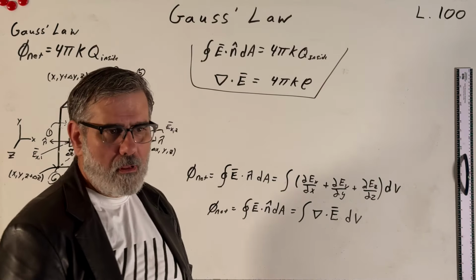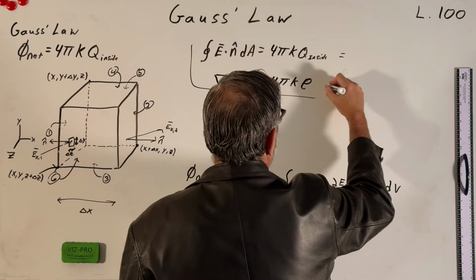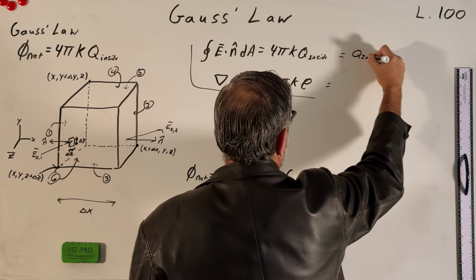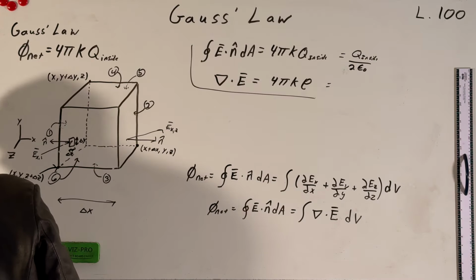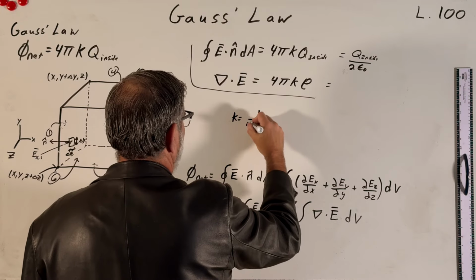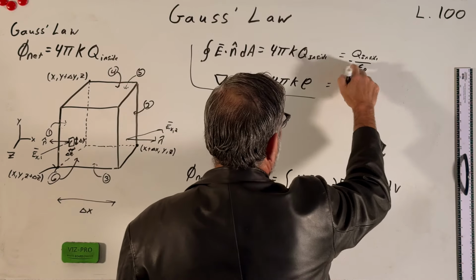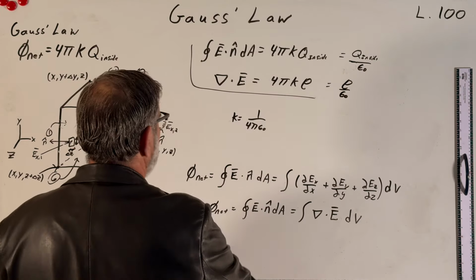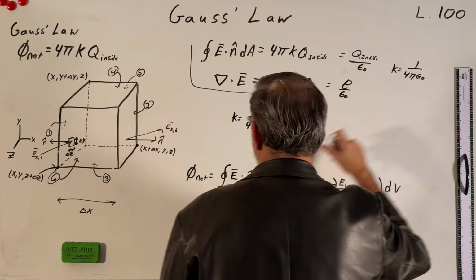A couple of things. K. Sometimes people like to write things a little bit differently, so I'm just going to make a little more space here. Also, the right-hand side of this could be written as Q inside over, I think it's 2 epsilon naught. Is that right? K is equal to 1 over 4 pi epsilon naught. So the right-hand side is just Q inside over epsilon naught. There we go. Whereas this one would also just be rho over epsilon naught. K equals 1 over 4 pi epsilon naught.